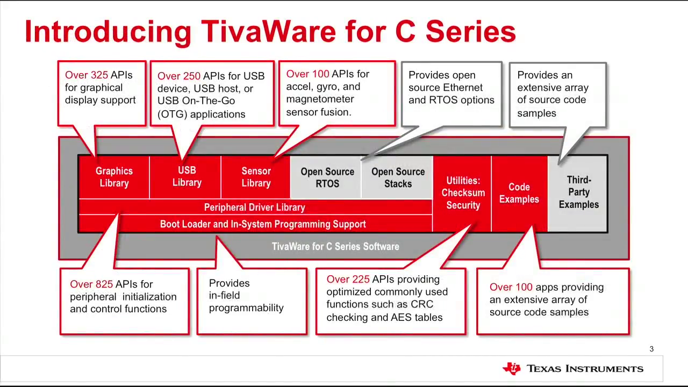TivaWare for C-Series is an extensive suite of software designed to simplify and speed up embedded application development using Tiva C-Series microcontrollers. TivaWare for C-Series includes powerful peripheral driver library, graphics library, USB library, and sensor library, which have several APIs to configure and initialize different peripherals of the Tiva C-Series microcontrollers. These libraries come with the source code, which is mostly in C, and they are pre-compiled for use as is and can also be adapted as desired. TivaWare for C-Series also includes a bootloader, several code examples, and a lot of third-party packages that provide a very comfortable starting point for you, and also allows you to focus on your application and not so much on how to set up the microcontroller.